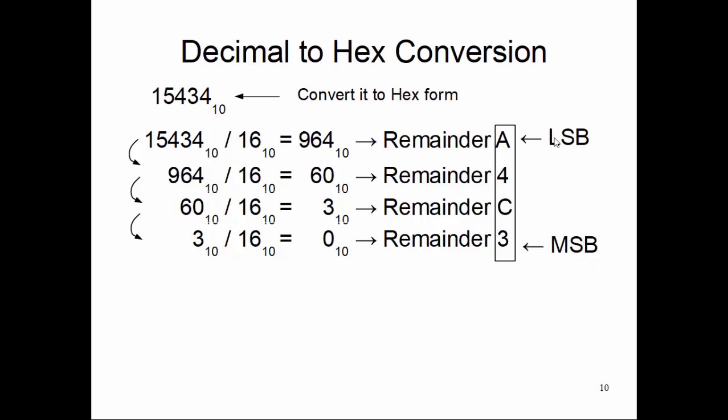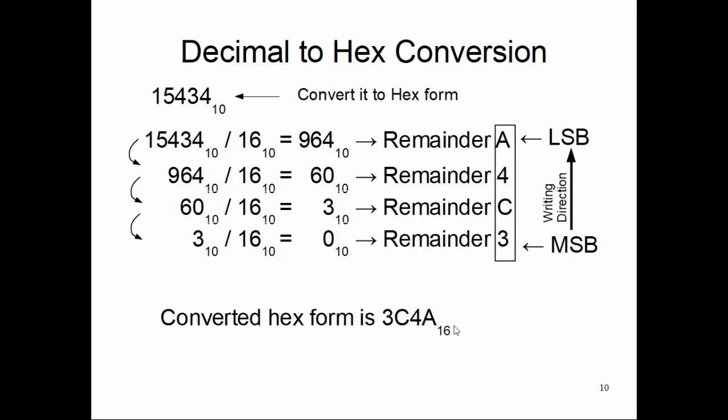Bit is about the binary system. So the point here is that this is the most significant symbol position and this is the least significant symbol position. We need to write from down to up in this process. So our converted hex form is 3C4A. 3C4A, and of course we need to write down its base. Though it is kind of apparent that we're possibly talking about 16-symbol hexadecimal representation here.